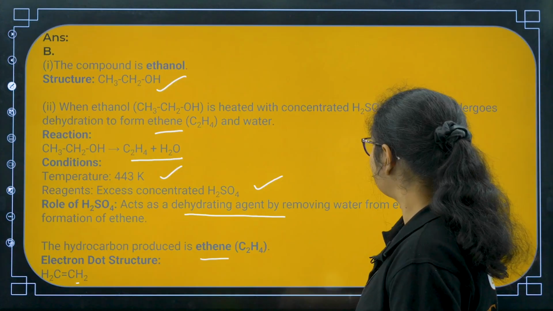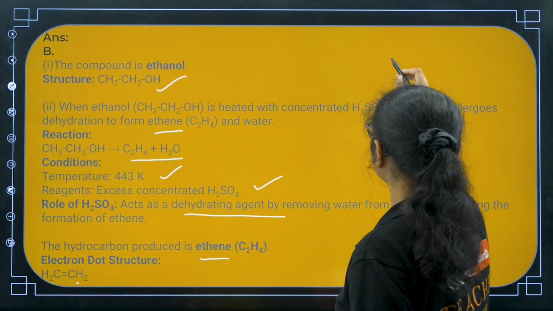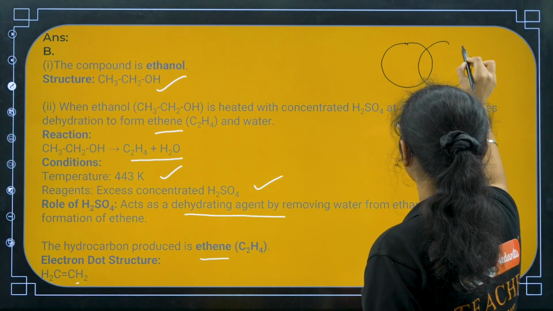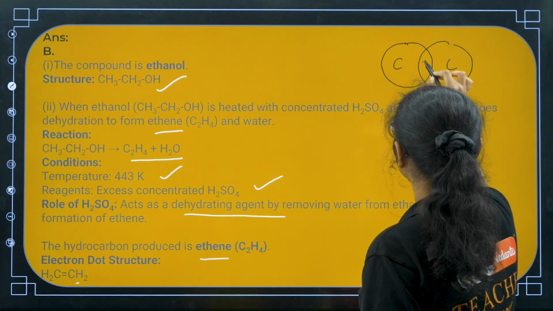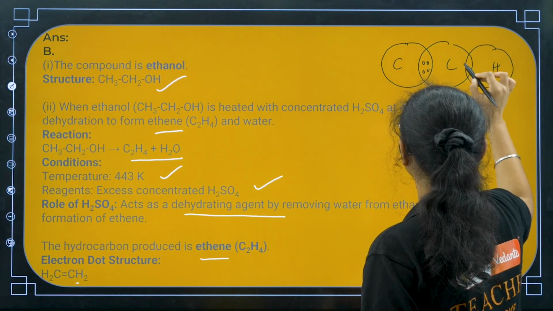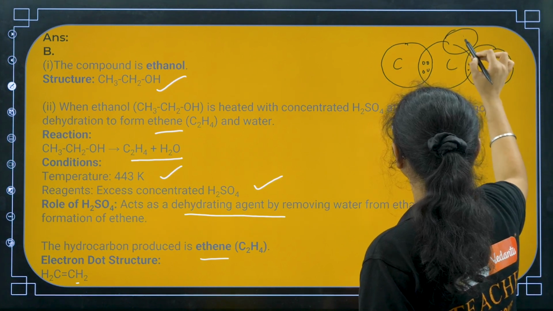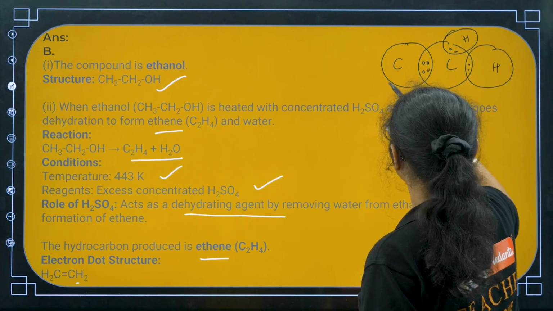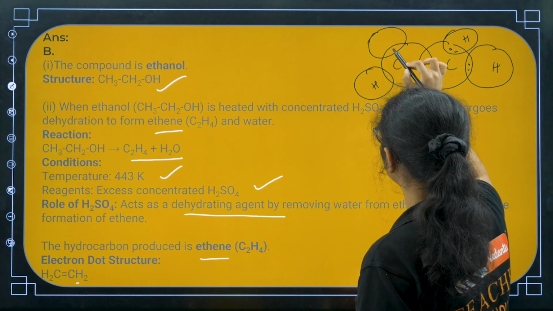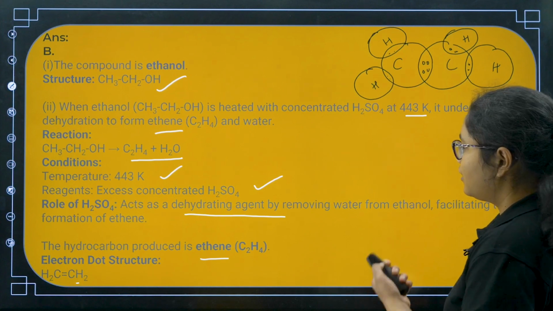So the electron dot structure I will do here. You can see the electron dot structure is like this. These are 2 carbons. Okay, so they have a double bond. Then you have H, okay, then you have H, okay. Similarly, you have H here, you have H here, here there is a bond, here there is a bond, okay. This is the electron dot structure.